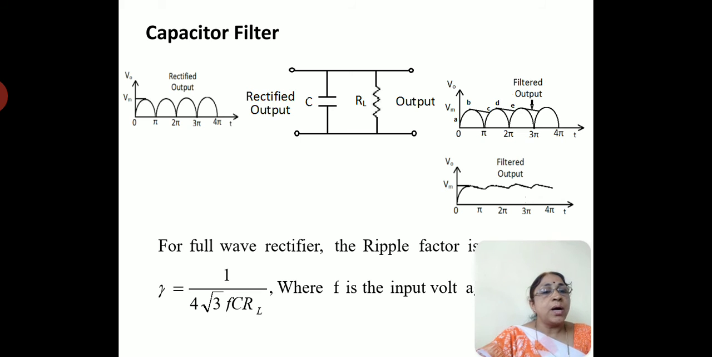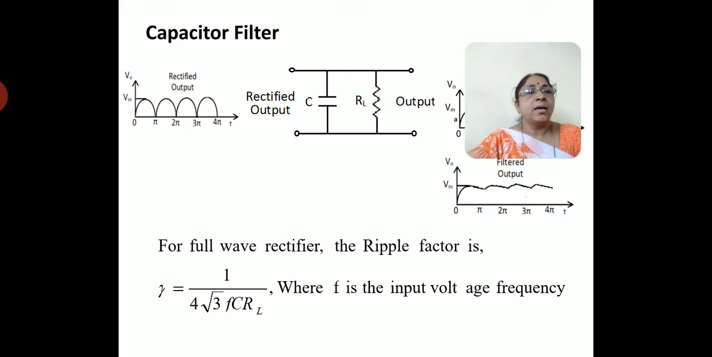And here, to understand how much of the AC component is still present when using a single capacitor, it depends upon the ripple factor. Therefore, for a full wave rectifier, the ripple factor is equal to 1 divided by 4 square root of 3 C F into RL, where F is the input voltage frequency. By substituting these values, we will get the ripple factor.